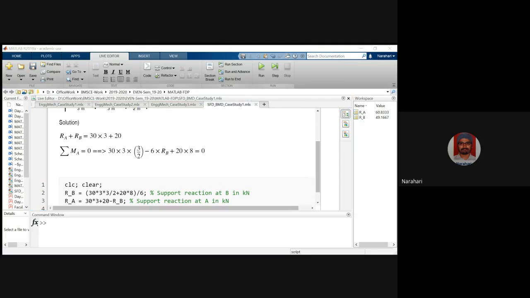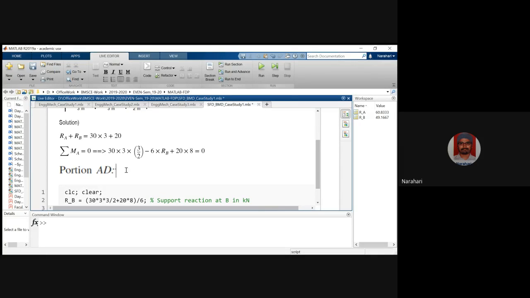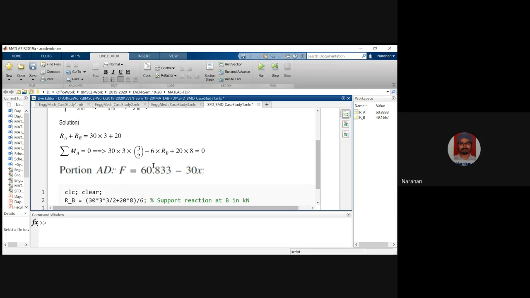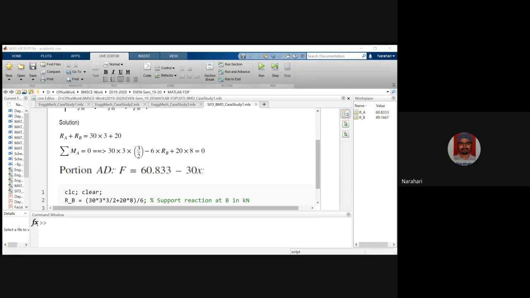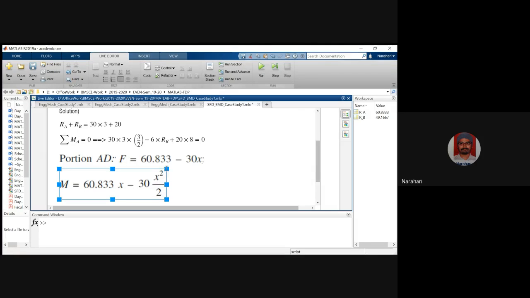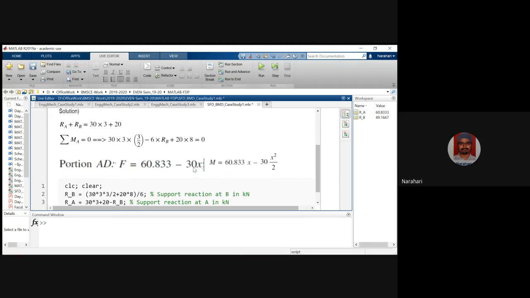So I'll just copy paste those expressions for you. Just one second. So for portion AD, it's coming big. I don't want to waste time minimizing them. So see, this is the force, and this is the moment expression. Okay, directly it has been shown as 60.833. It is nothing but RA basically, right?